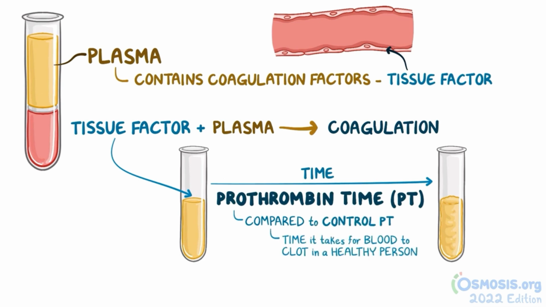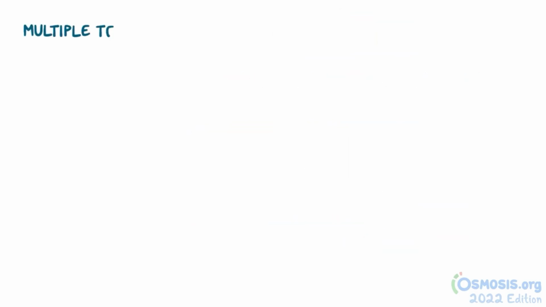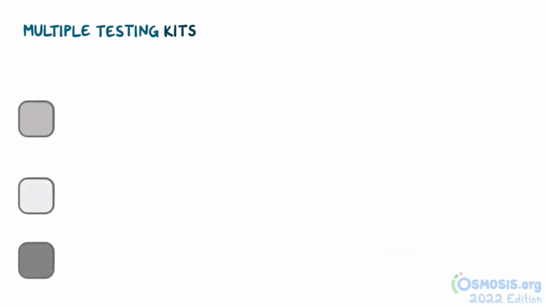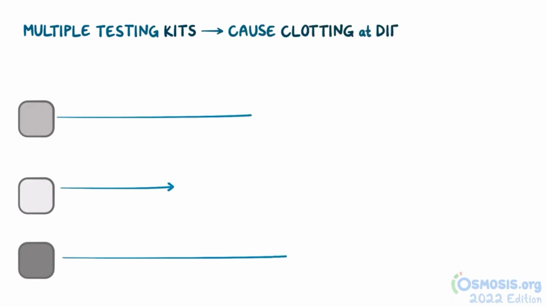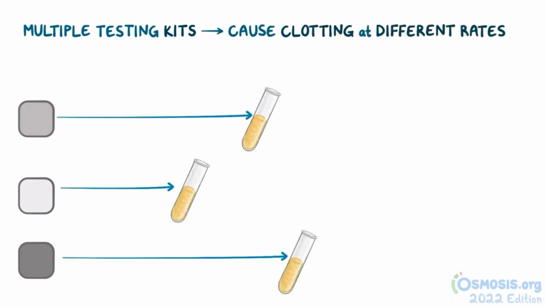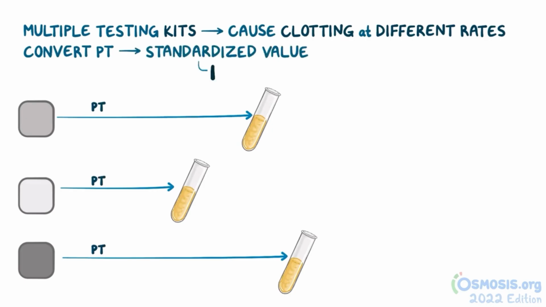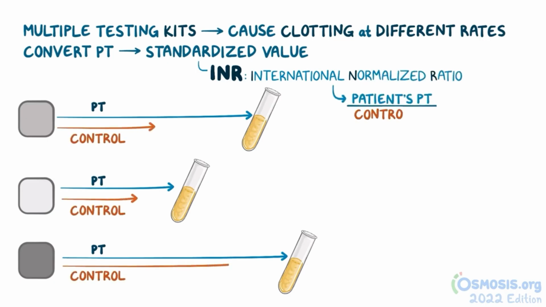Now, the problem with PT is that there are multiple testing kits from different companies, and they all cause clotting at different rates. So, it's helpful to convert the PT into a standardized value called the INR, or International Normalized Ratio. This can be done by dividing our patient's PT by the control PT provided by the company.